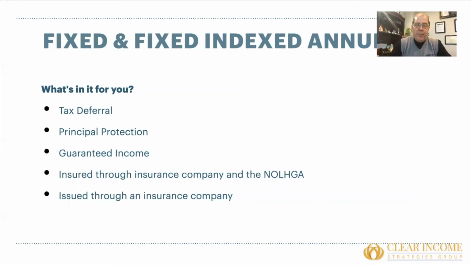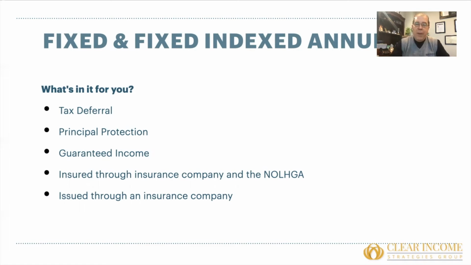But one of the biggest differences between annuities and CDs, besides all the other stuff and tax deferral, is annuities are offered through insurance companies, and they're insured by the insurance company, the state commissioner, and the National Organization of Life and Health Guarantee Association. That's their level of protection, because they're issued through an insurance company. The same with your car insurance, your life insurance, your home insurance, airplane insurance. Any kind of insurance you buy is through an insurance company.